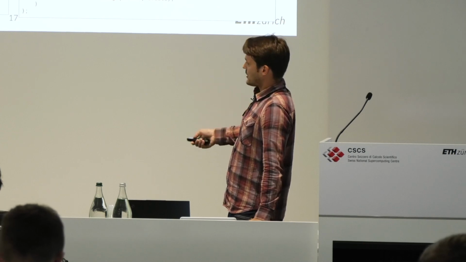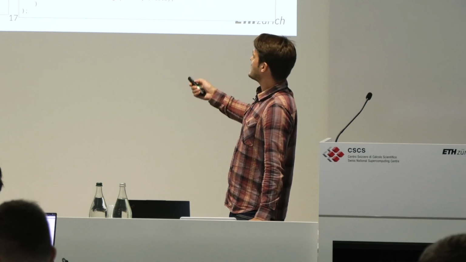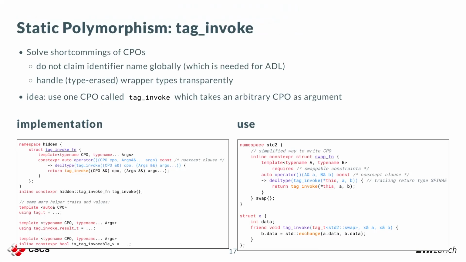The idea of the implementation, I will just mention this briefly, is you have one special customization point object, the tag invoke, which takes, when you call the call operator on it, another customization point object as first argument, and then does something on it. And there's quite a lot of things you have to implement for this tag invoke mechanism to work. But once you have this, and you can also copy it from the internet, it's not yet in the standard, what is proposed, then you can write your swap function in a simplified way.